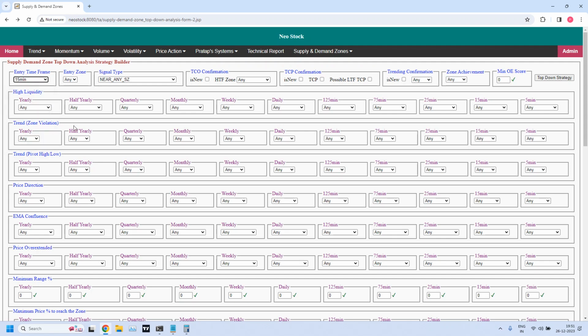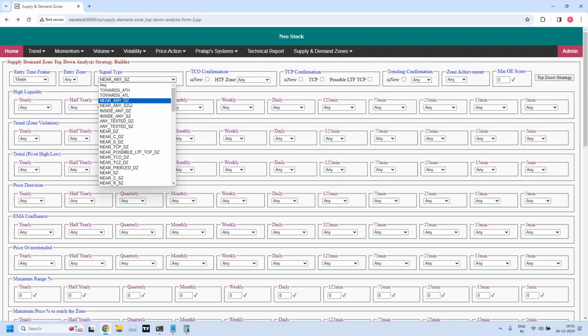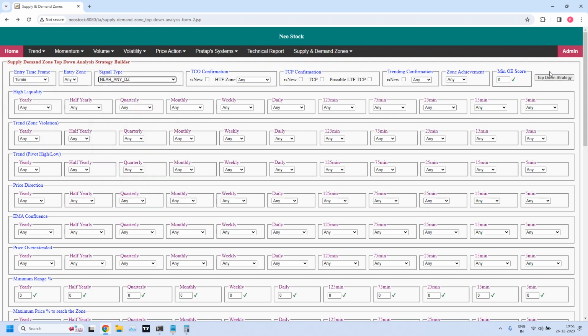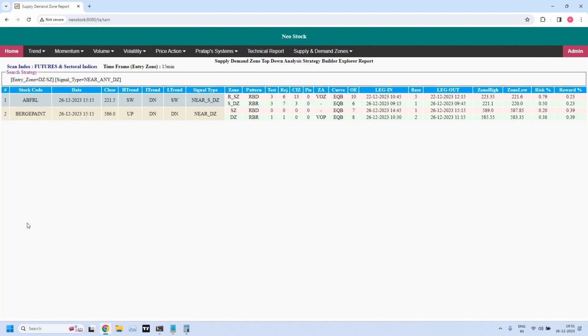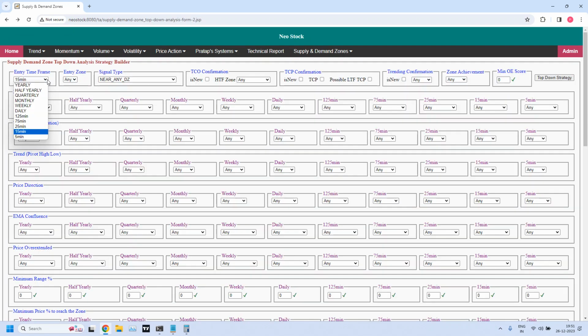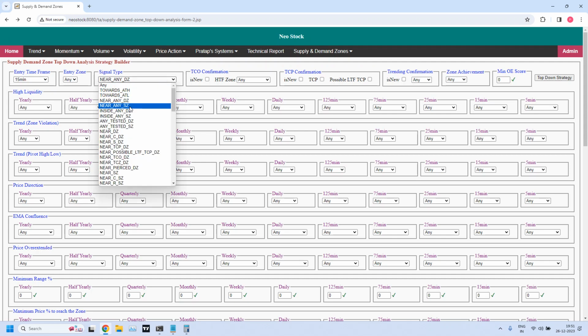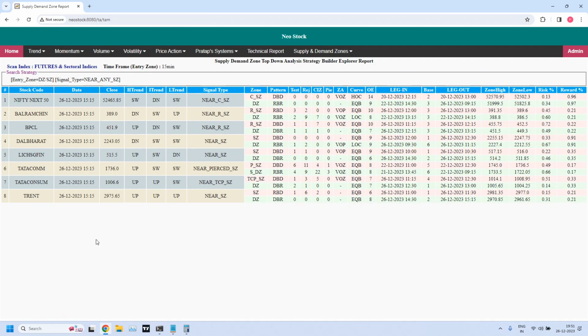15 minutes time frame. Let us find the stocks near 15 minutes demand zone. So these two are filtered. Let's go back. Entry time frame is 15 minutes. Let us find the stocks near 15 minutes supply zone. These 8 stocks are filtered.